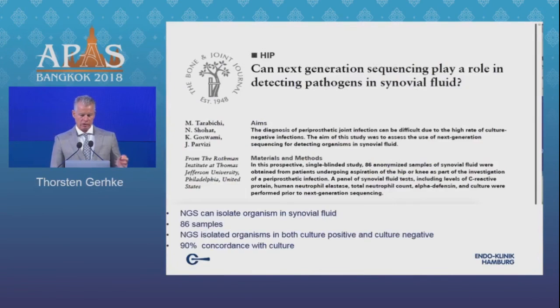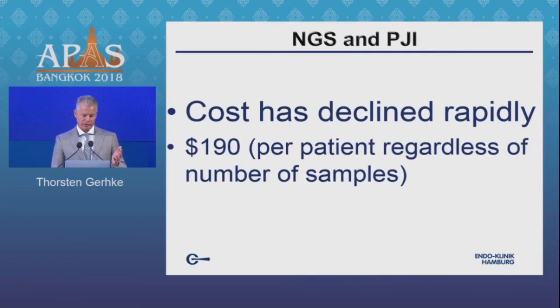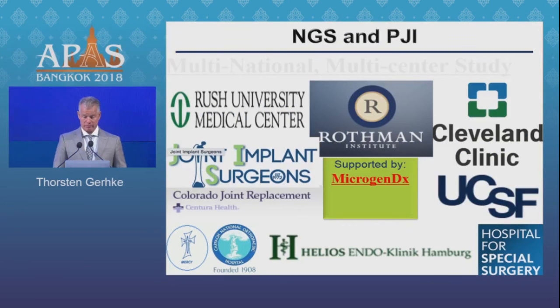And now we have, Rasman did a very nice study. Now the cost has declined really rapidly. It's about $190 for the whole genome, and it needs less than 1 day. So probably this is really the future, and Jay and I, we strongly believe in it, and that's the reason why we are performing this multi-center study at the moment.